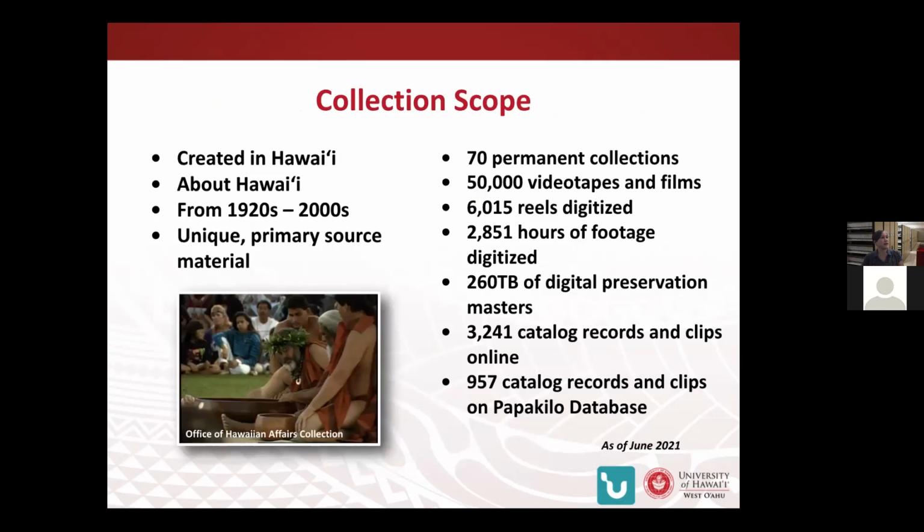And our collection scope is just by the numbers. Right now, we have 70 permanent collections, over 50,000 videotapes and films. Out of those videotapes and films, about 6,000 reels have been digitized, 2,800 hours of footage, 260 terabytes of digital preservation files. We have over 3,000 catalog records and clips online on our website. And on the Papakilo Database website, we have 957 catalog records and clips. And we are partners, and Papakilo is continuing to add content every day. And so I will not be surprised when these numbers continue to increase.